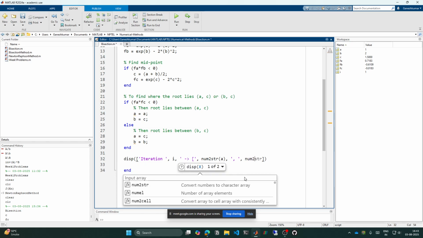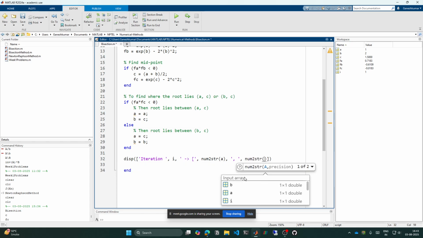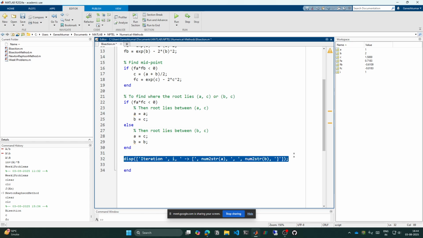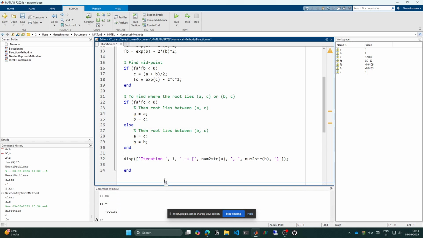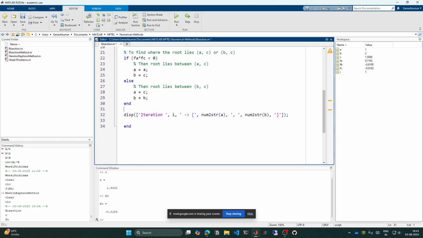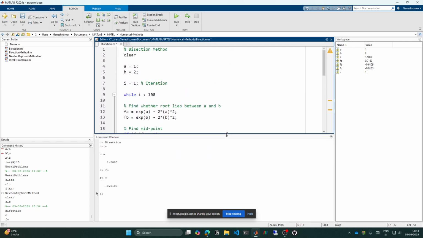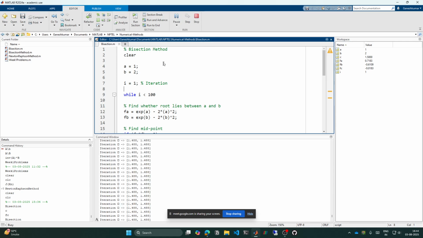Okay, so this is just for printing. This line 32 is just for printing, no need to worry about this. Basically, I'm trying to identify which iteration it is and what interval it corresponds to, what the interval reduced to. Okay, so let's try to run this function and see what happens.